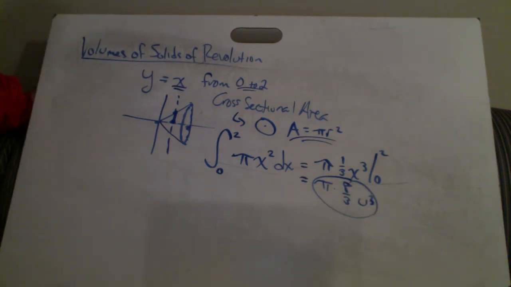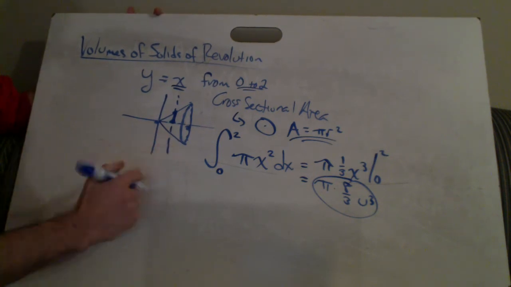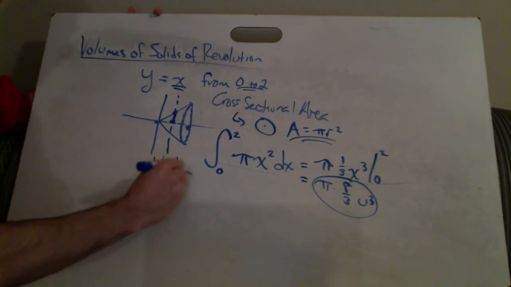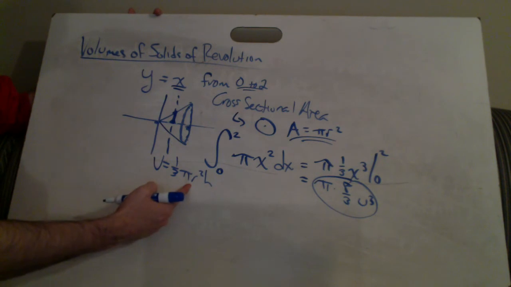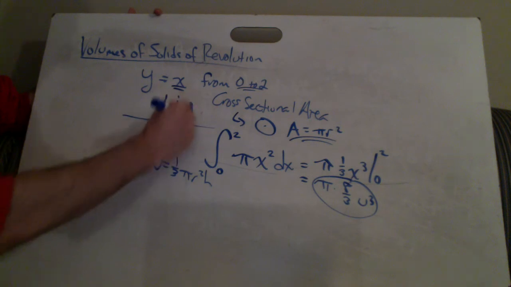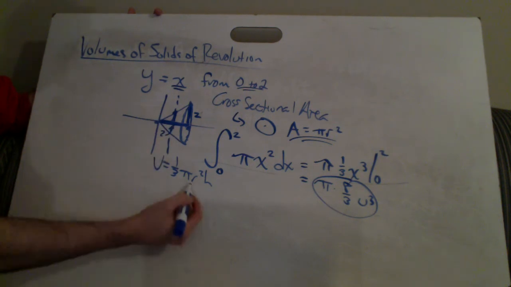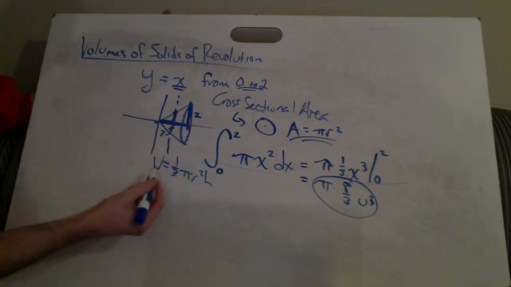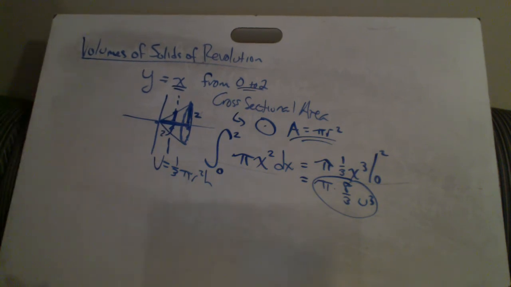So let's do a little common sense check. This shape is a cone. The volume for a cone is 1/3 pi r squared h, where r is the radius of the base and h is the height. If I look at this, the radius of the base right here is 2. The total height right here is also 2. So I can plug in 2 for r and 2 for h, and lo and behold, I get 4 times 2, 8, 8/3 pi units cubed. Great! So I got the same answer both ways, so this is good.